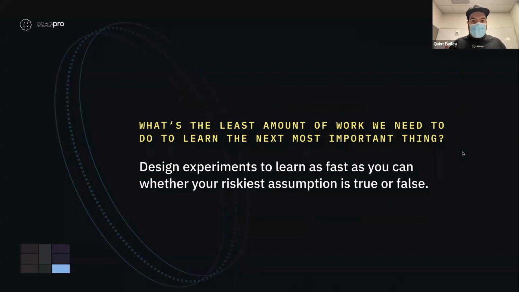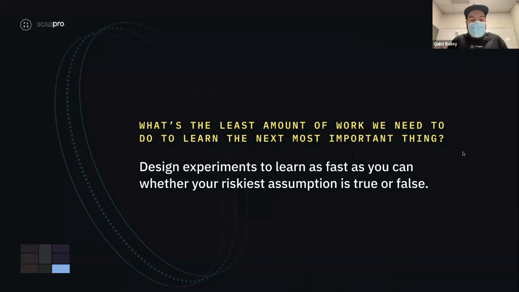All right, and then the last box, box 7: what's the least amount of work we need to do to learn the next most important thing? This is really just asking, how are we going to prototype this? For a startup, you don't necessarily need to prototype anything to actually test it. But in the real design world, a lot of times we'll put together lo-fi mockups, and sometimes paper prototypes, just to see if the general idea is even worth pursuing.